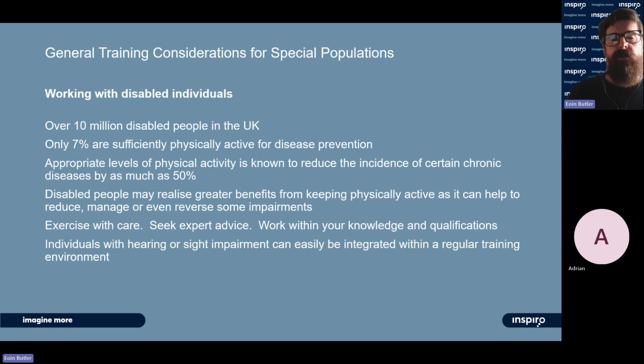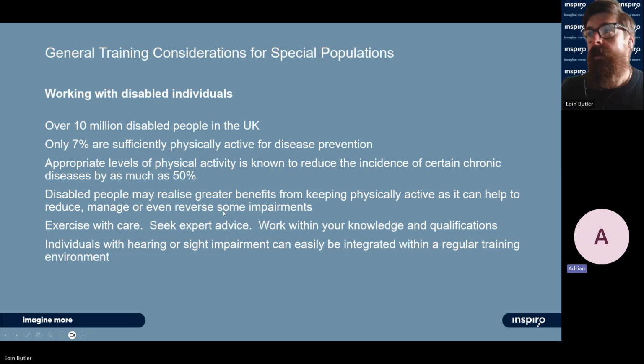So somebody who is hearing impaired, we can simply perform more demonstrations of the exercise that we want them to do. Some of them may lip read as well, so we just need to take that into consideration when we're communicating. And people who are sight impaired will need just more verbal communication, more verbal instruction on the exercise that they are asked to perform. And that completes this section. Any questions on any of that?